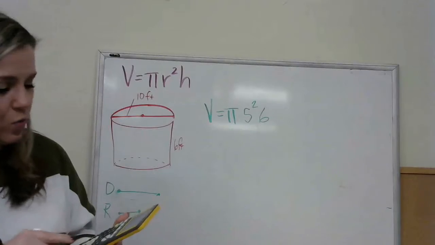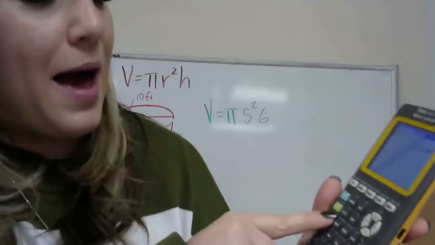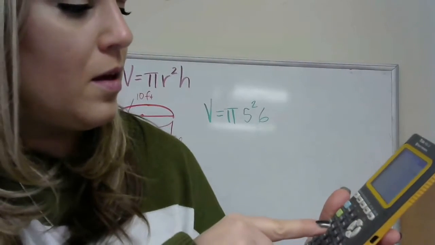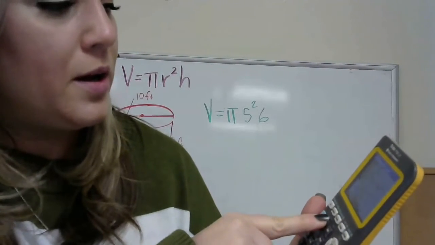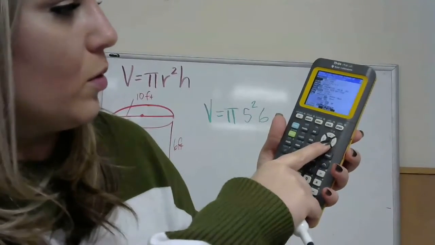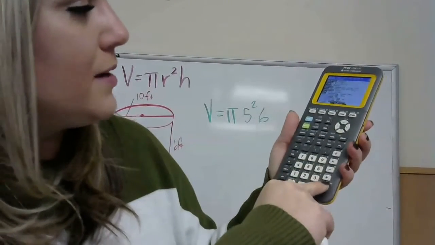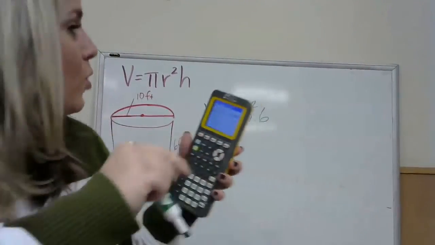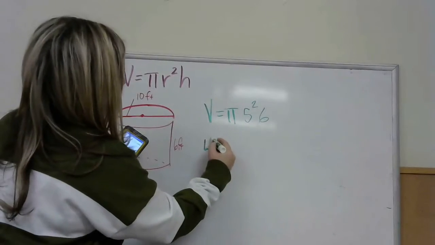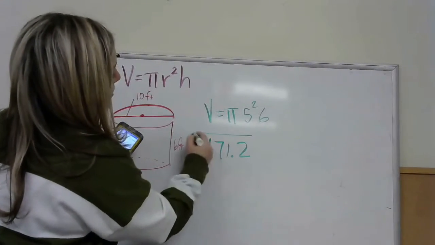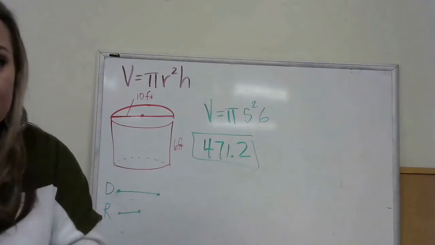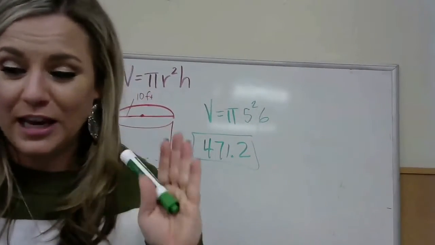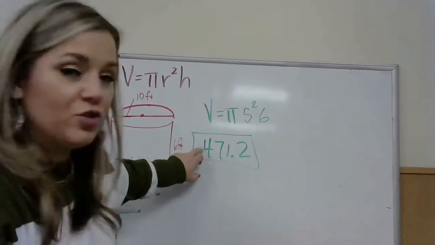I'm good at rounding. If you're not, we need to go to mode and go to float. It's already on normal. We want to go to float. We want 1 decimal place, enter, second quit, enter, and it rounds it for me. So it's 471.2. That's the volume, feet cubed. Again, though, I'm not a stickler for the feet and the cubed, all that. I want to know, did you get this number right?